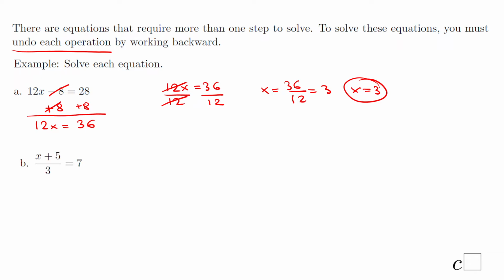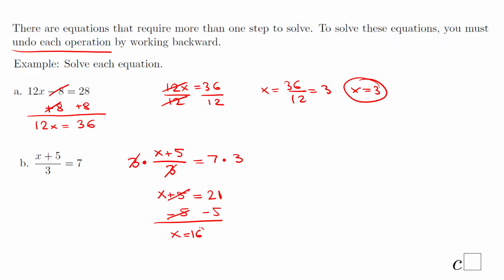B, very similar. We have an equation that says x plus 5 over 3, or divided by 3, equals 7. The first step I will do is multiply by 3 to get rid of the denominator. Don't forget to do the same thing for the other side. So we have left only x plus 5 equals 7 times 3, that will be 21. And the last step will be to subtract 5. And we have x equals 16.